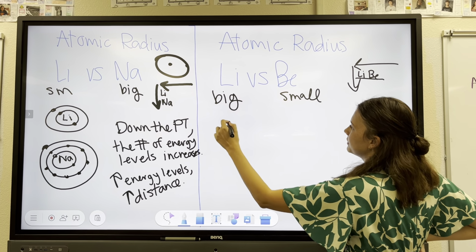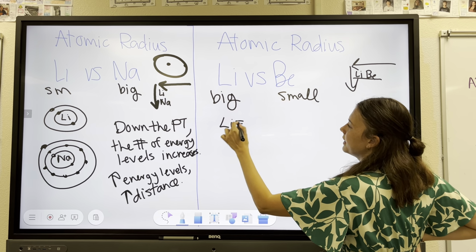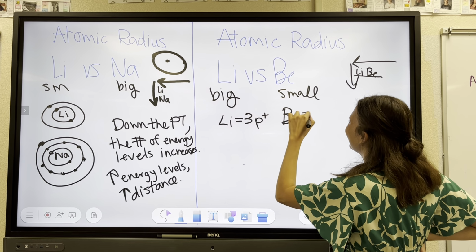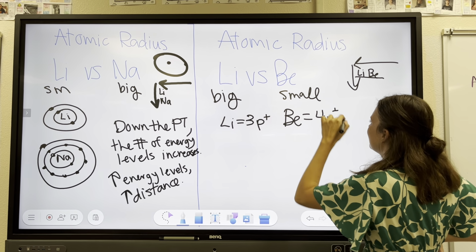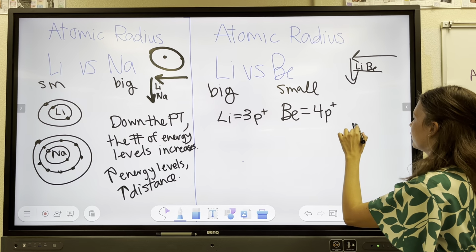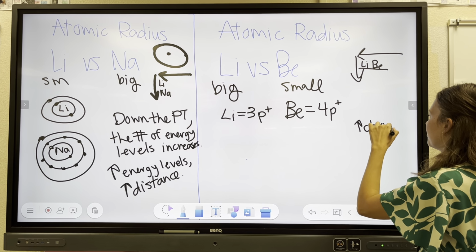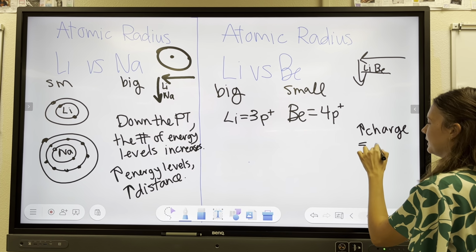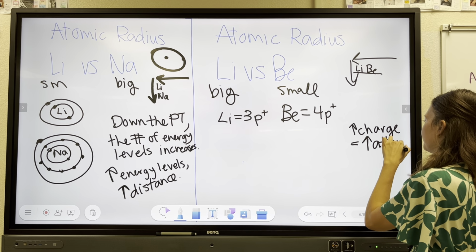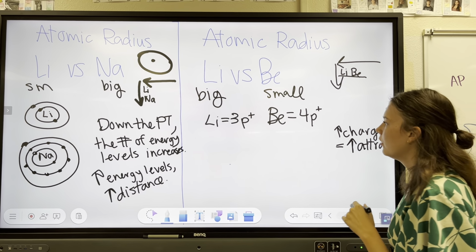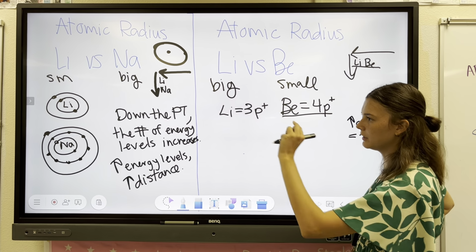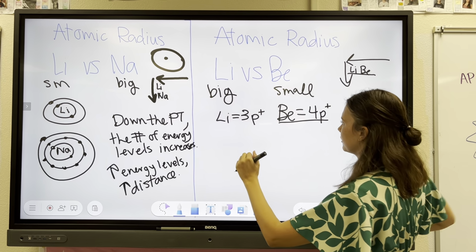But the difference between these two is that lithium has 3 protons and beryllium has 4 protons. And if you remember back to Coulomb's law, we know that the more charge you have, the more attraction you have, kind of like a magnet. Okay, the stronger the magnet, the stronger the attraction. Okay, so that means beryllium must have a stronger attraction between its protons and its valence electron.